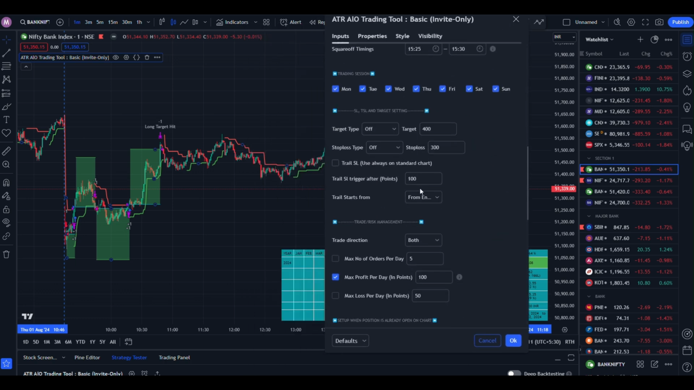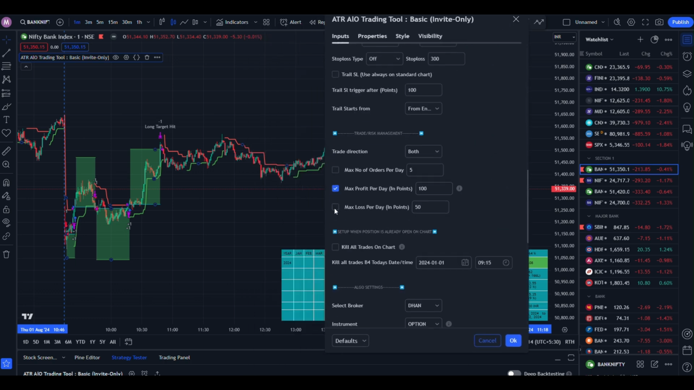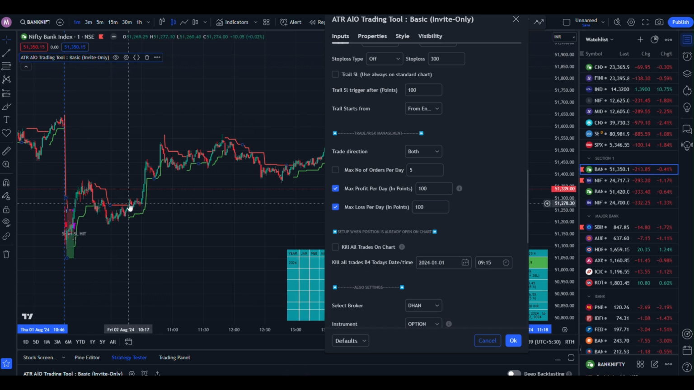Suppose, let's say maximum loss per day. So this is 50. If I set 50, what happened? Is there any point where 50 points is lost completely? Yes. Here 50 points is lost. So no further trades are ongoing. Let's say 100 points. You know that 131 points were already lost somewhere here. So it's 100 points. We lost it somewhere here. Let's say 150.